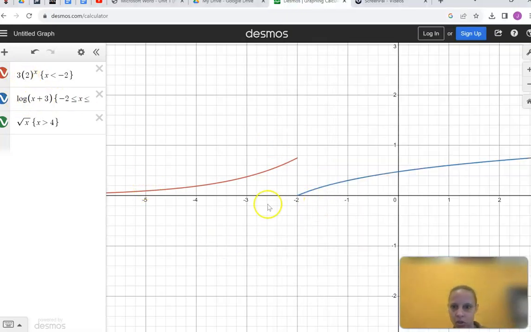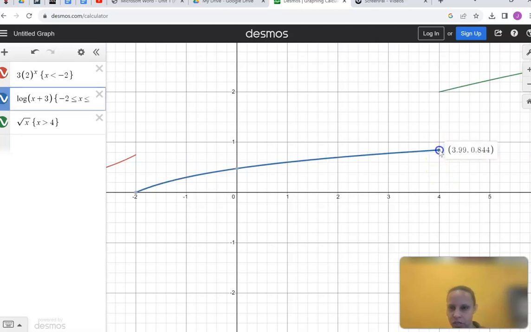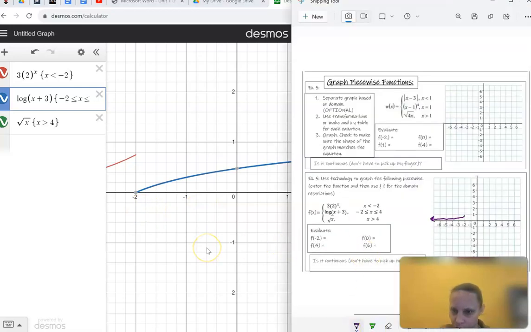Then the next piece, so that's this one right here. Then the next piece, the log one, starts at exactly -2, 0, and goes to, at 4, it's what, a 0.8-ish? Yep, 0.8. So 4, 0.8, and -2, 0. So -2, 0, right here, and 4 is 0.8, and it looks like it's doing this.